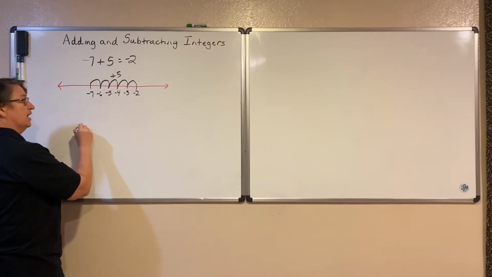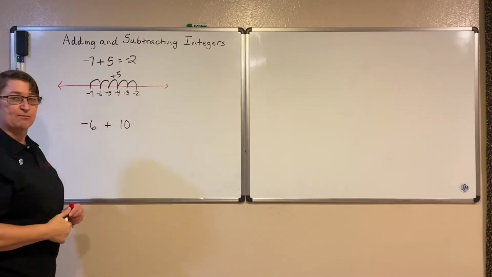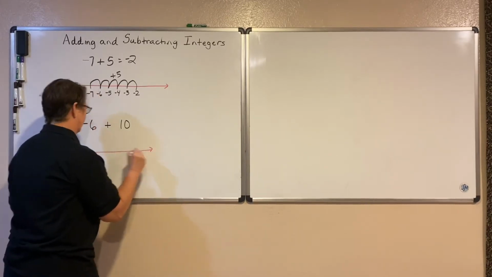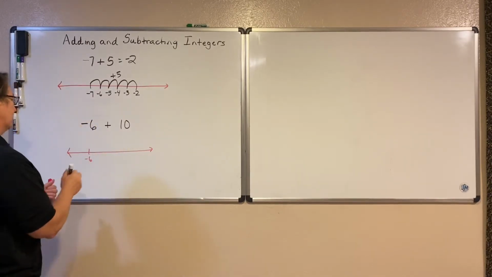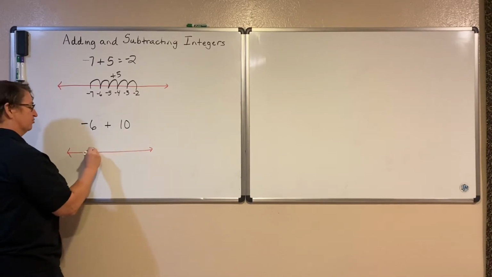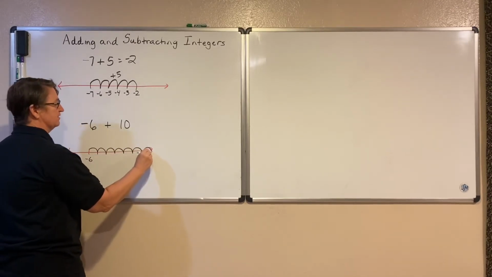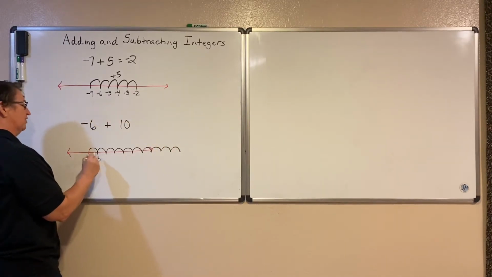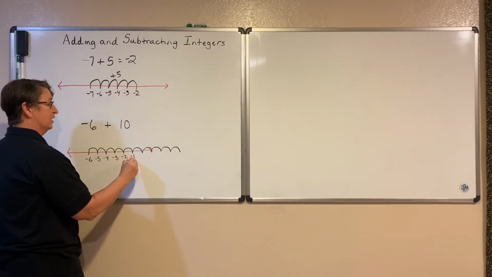How about if I have a -6 plus 10? I'm going to do that same thing where I start at -6 on my number line. And I'm going to walk towards positive land. So I'm going to start there at -6 and I'm going to walk up to the right 10 spots. So 1, 2, 3, 4, 5, 6, 7, 8, 9, 10 spots. And let's see where I am. -5, -4, -3, -2, -1, 0.